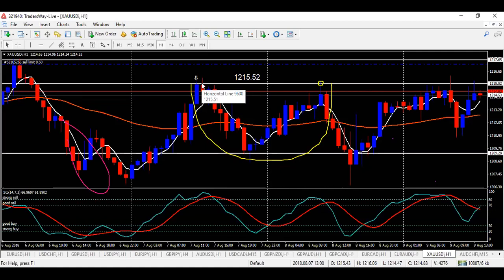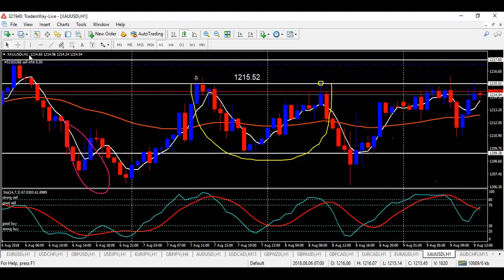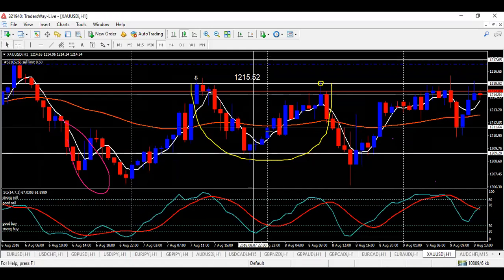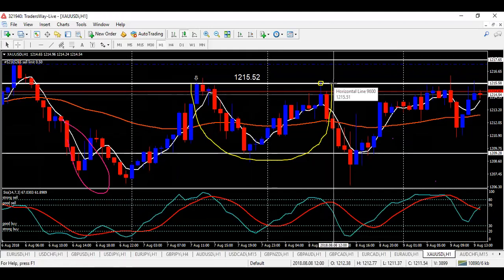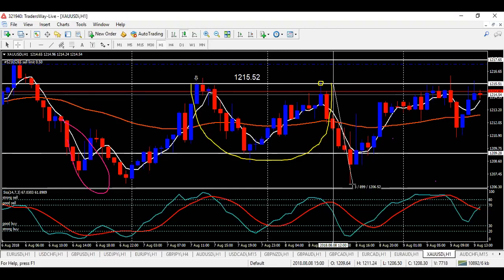So this would have been your sell limit, and all you would have been doing is waiting for it to come back around like it did yesterday, triggered your teacup, drink of your teacup, and then watch the drop. Boom. Almost 90 pips.